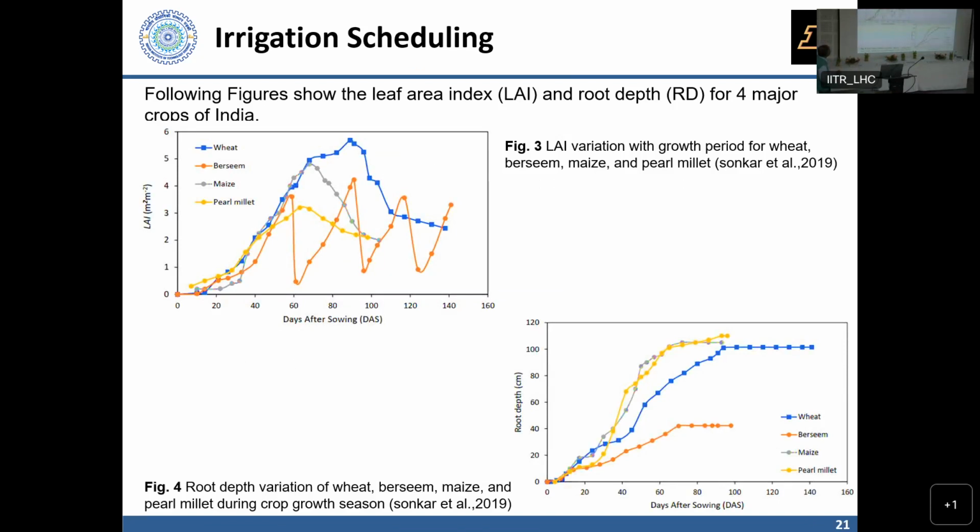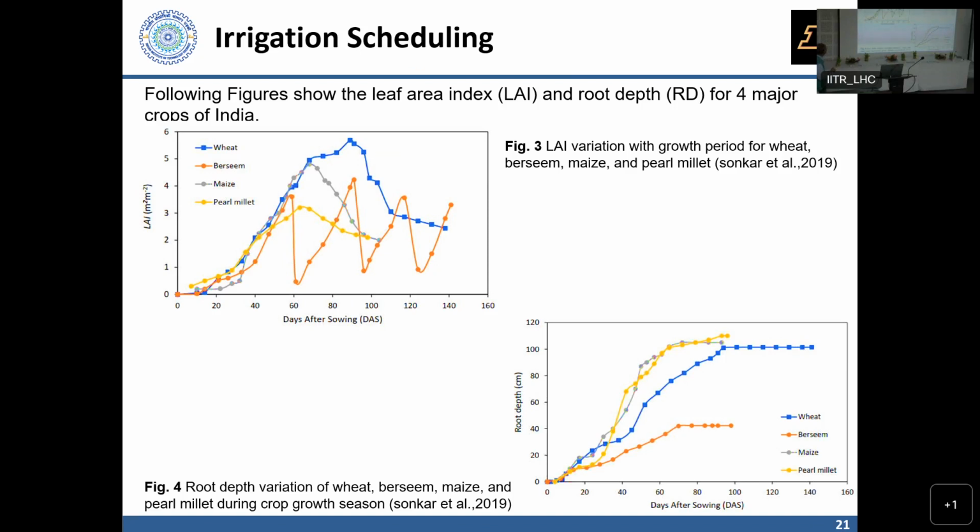This bersin is basically a fodder crop, which is grown for around 120 days, but it is used to feed cattle. So in between we will be cutting the crop. That's why the leaf area index increases, then when you cut the crop it comes down and again it grows. That means in a typical growing period you can have three cuttings, so because of that this LAI is varying.